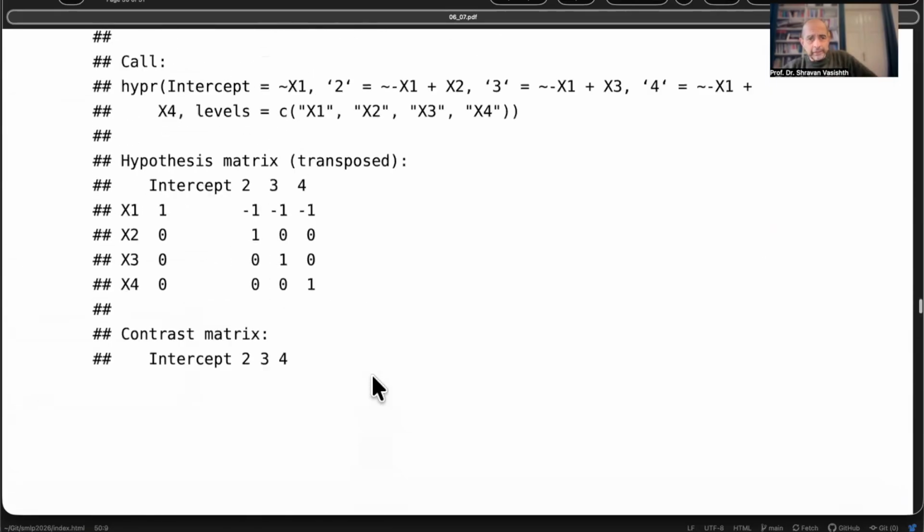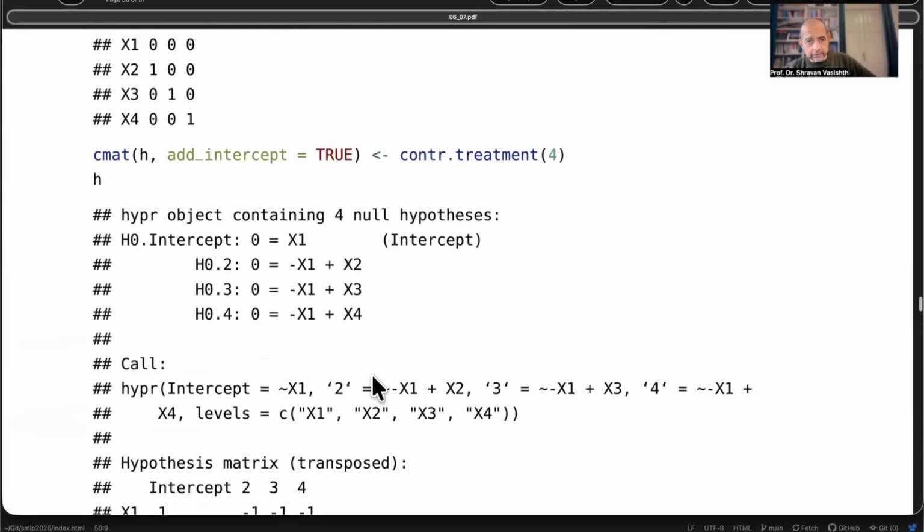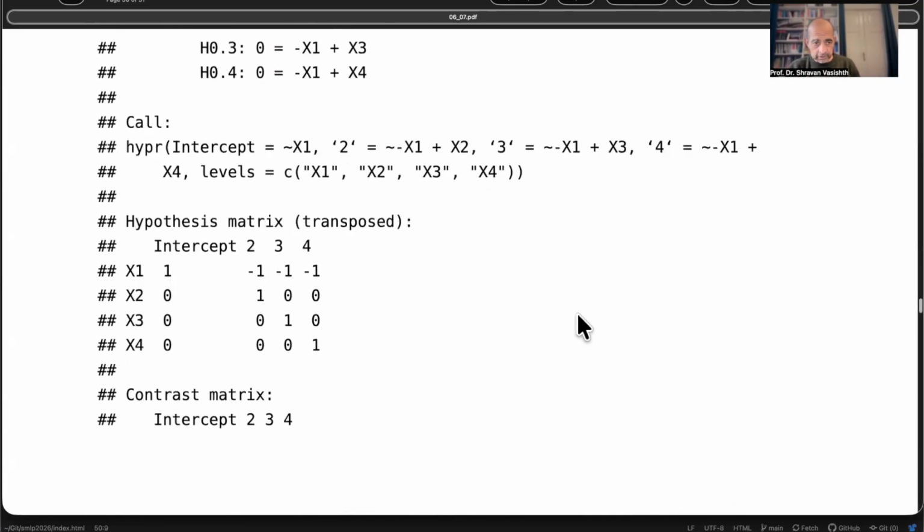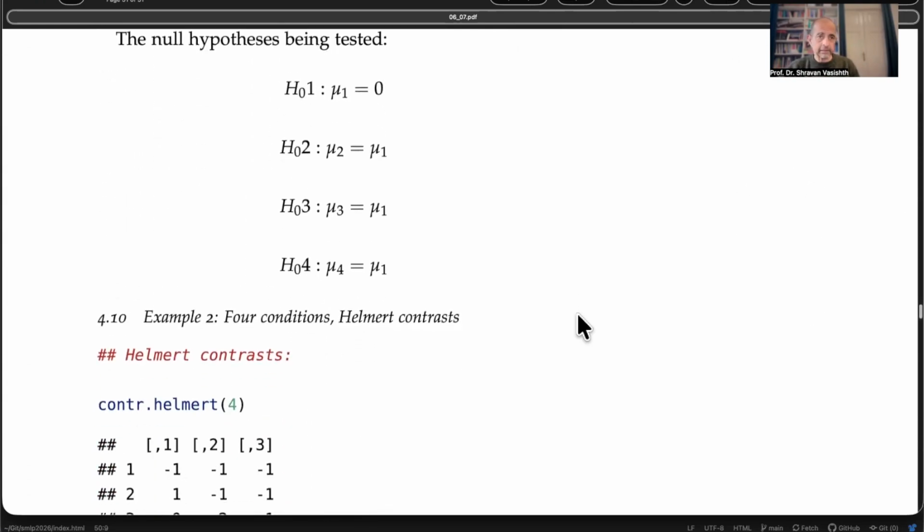So I mean, in a way, what I just did is kind of crazy, because why would I use a contr.treatment contrast coding and plug it into a hypr object? So the whole point of the hypr object is that you can define your own hypotheses, right? But very often our hypotheses actually do correspond to the standard tests, so it's not completely insane, I guess.